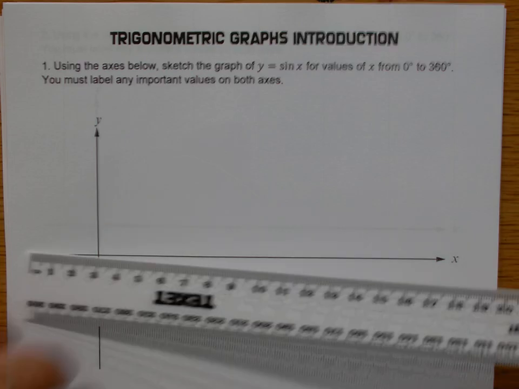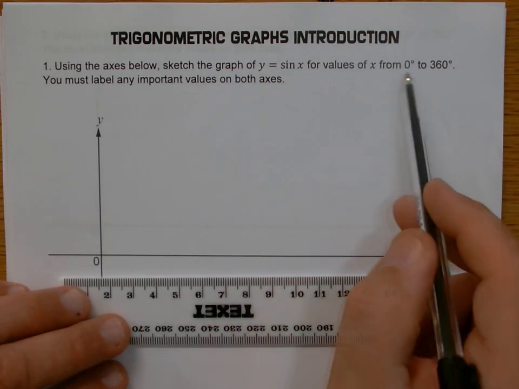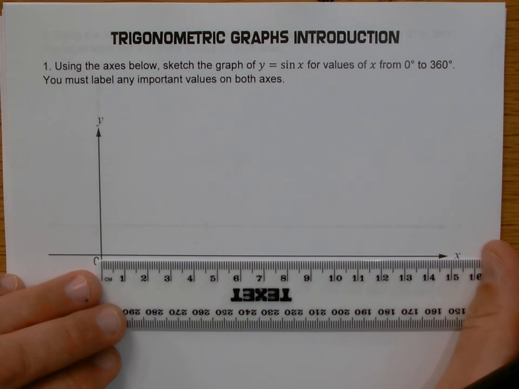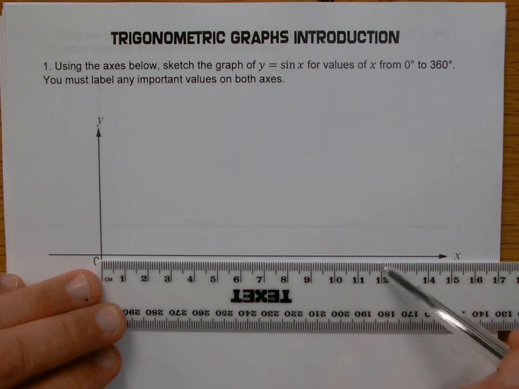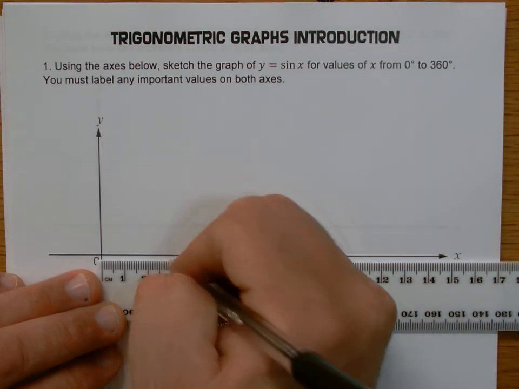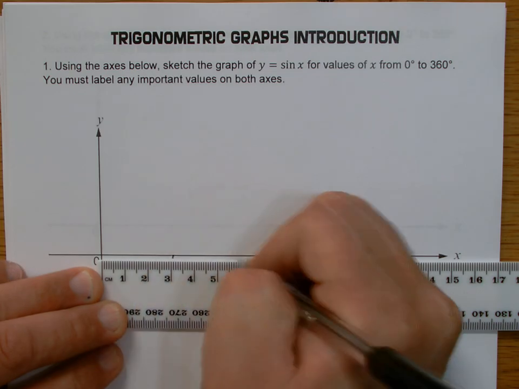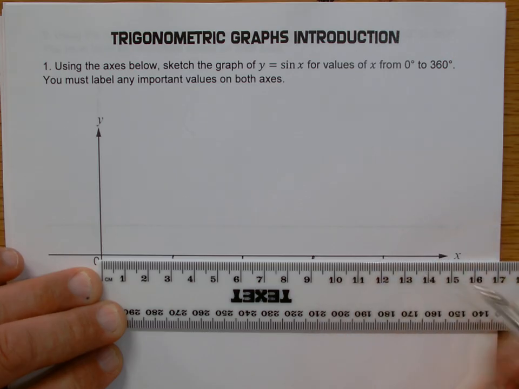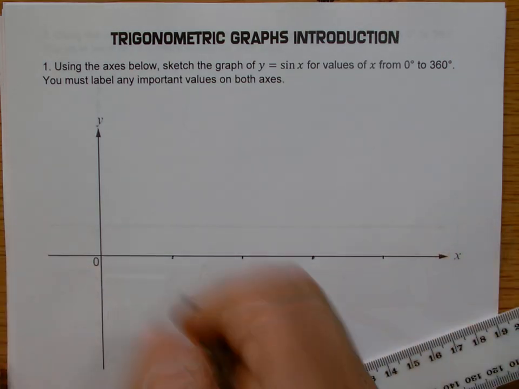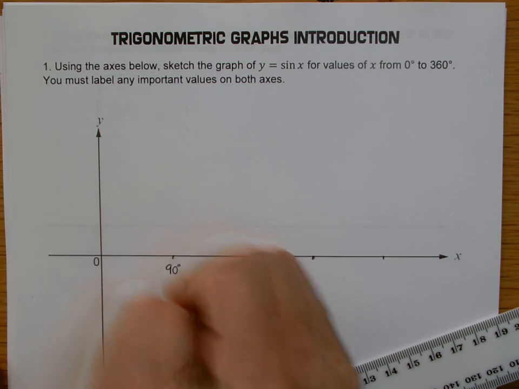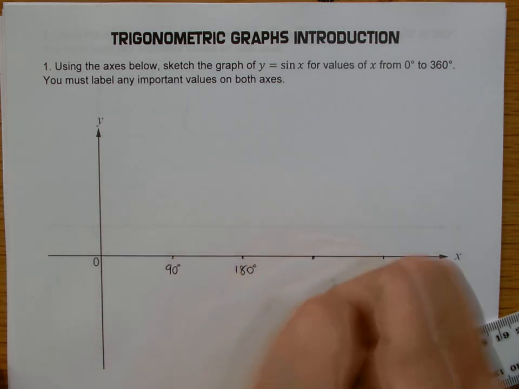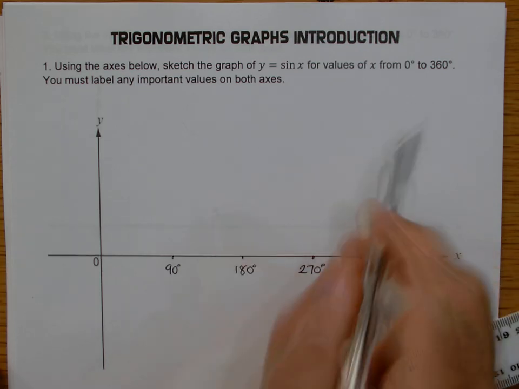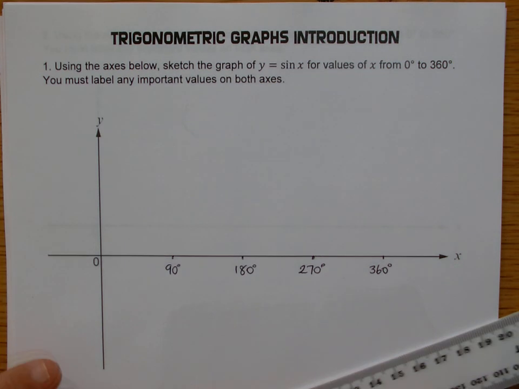So in order to label our values here, on our x-axis we need to go from 0 to 360. So we do that by going in a scale of 90, okay? So perhaps, because we've got about, say, 12 centimeters there, and go every 3 centimeters, we can mark off 3, 6, 9, and 12. And we're going to mark there 90 degrees, 180 degrees, 270 degrees, and 360 degrees. So we're going from 0 to 360 degrees here.